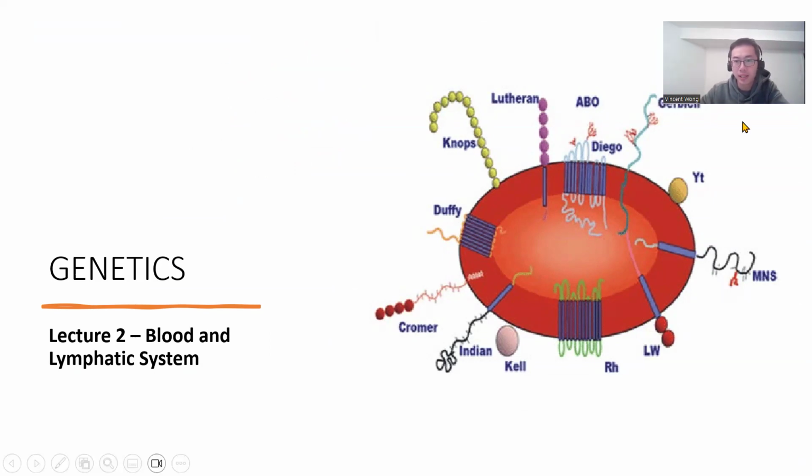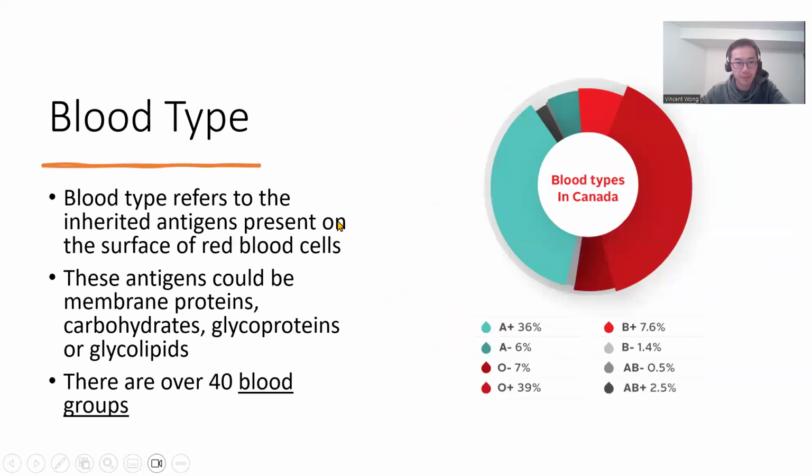Okay, so here is a picture of a red blood cell. And the surface of a red blood cell is actually very busy. You have all these different molecules on it, okay? And these molecules, some of them are proteins, some of them are sugar, some of them are sugary proteins, and they collectively contribute to your blood type. Okay, so let's take a closer look at that.